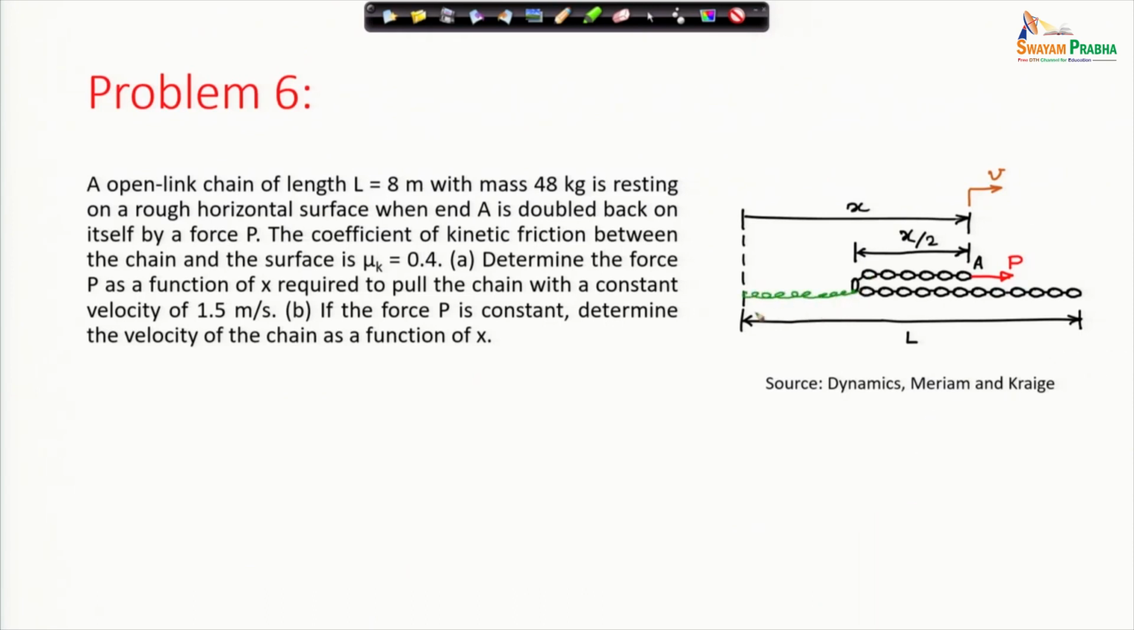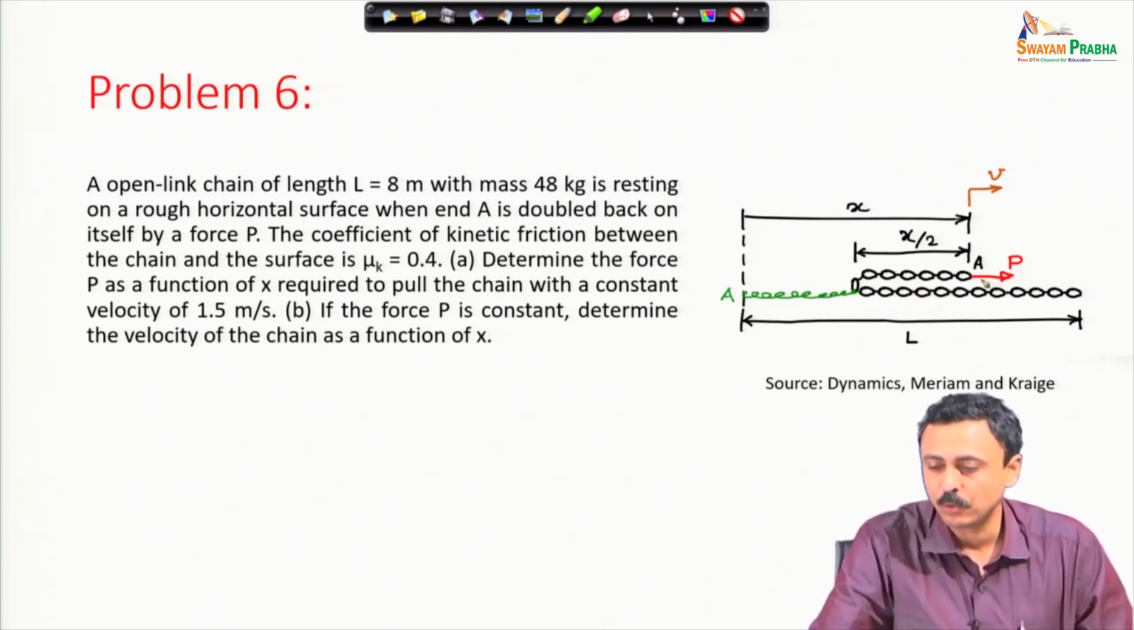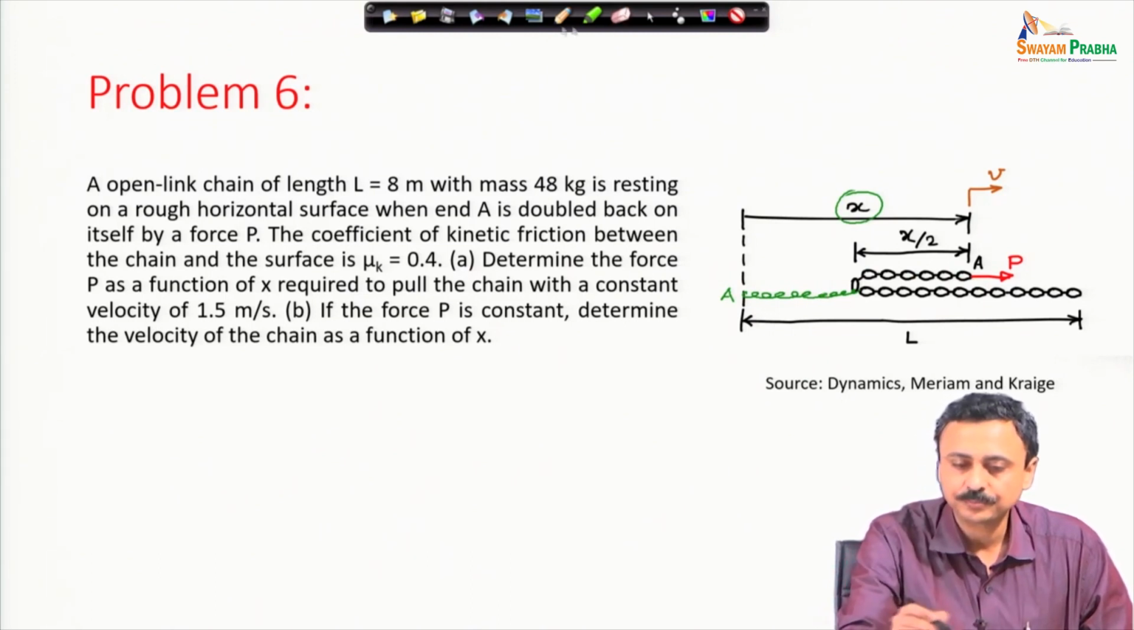It was in this state initially. When this force P at this end A is applied and this doubles back as shown, at a certain instant after this has moved, this point A has moved a distance of x. A has moved from 0 to a distance x. Now, that state has been shown.